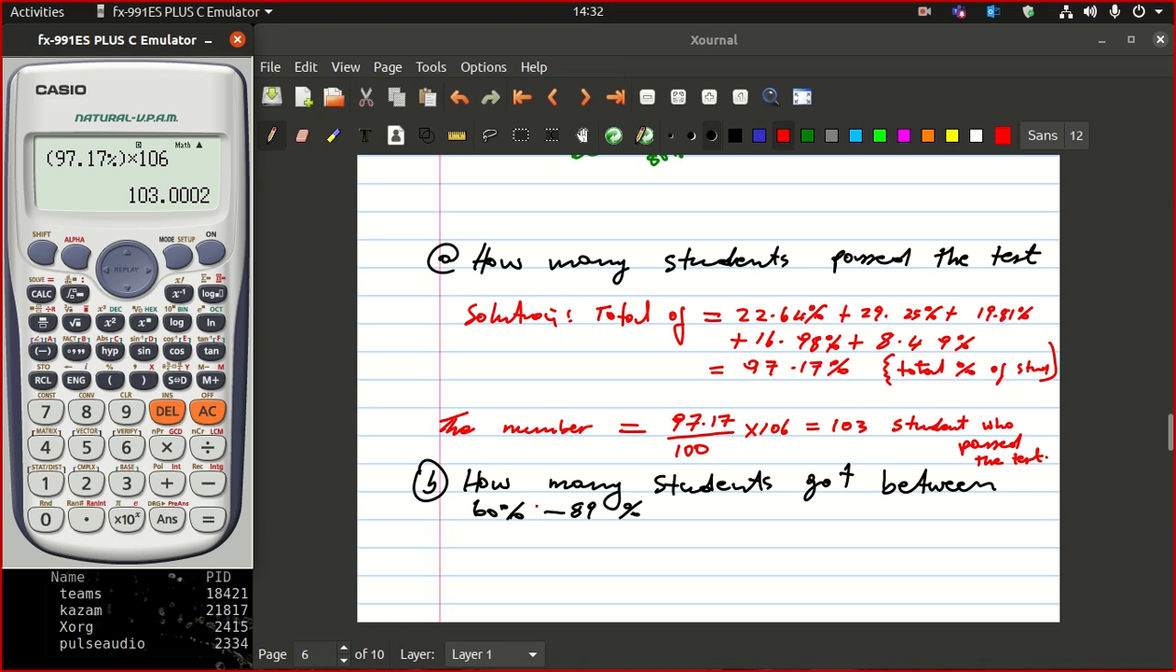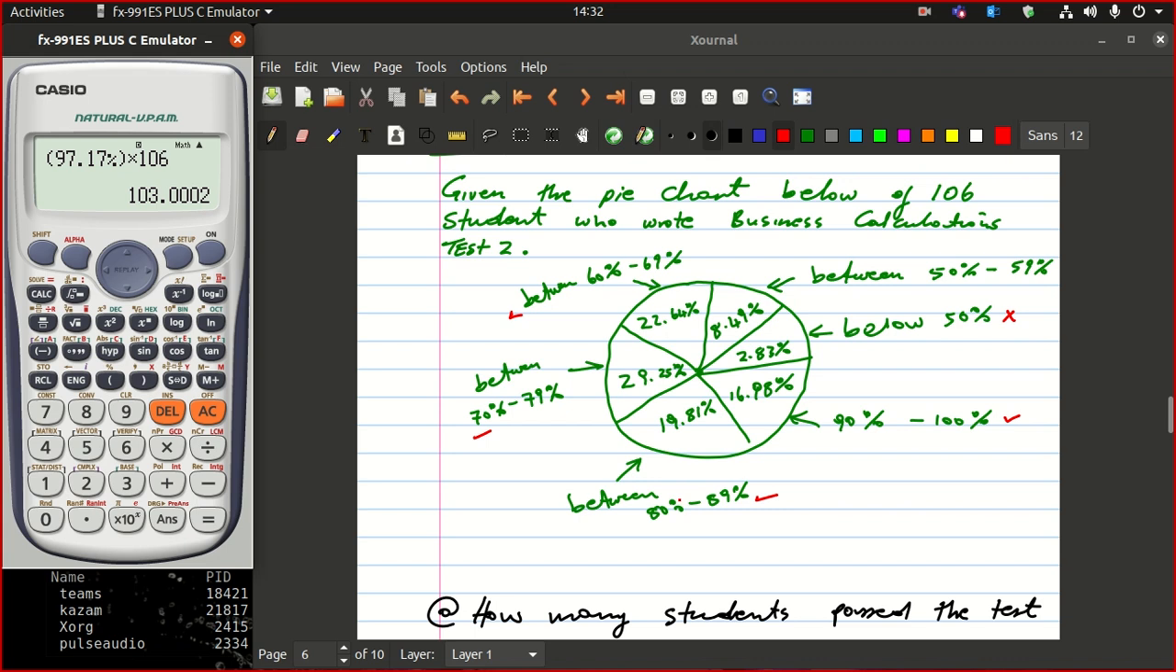Now, number B, how many students got between 60 and 89? So, which portion is actually between 60 and 89? If you look into this part here, you'll find out that this portion is 60 to 69. This one here is 70 to 79, so it is still between that interval. And then 80 to 89 is this portion here. But this one is 90. We don't want 90, so it's not part of this.